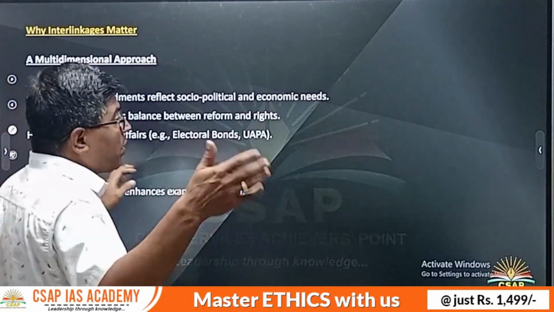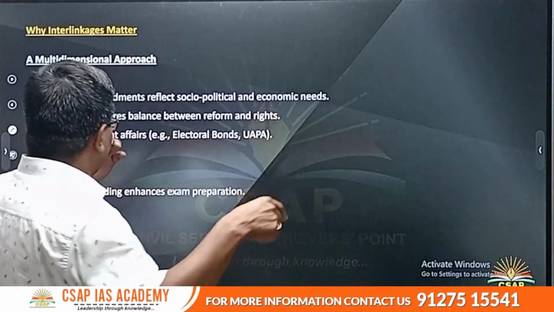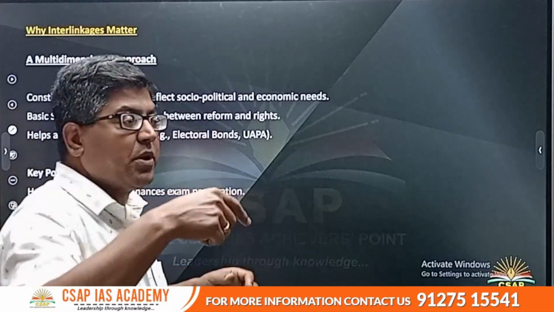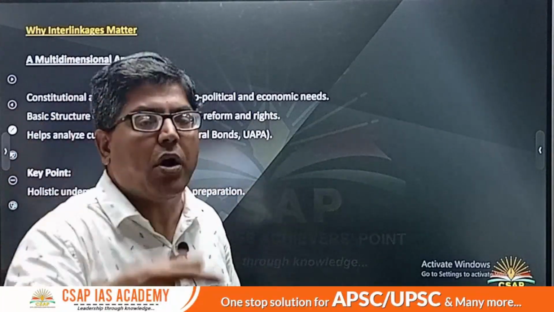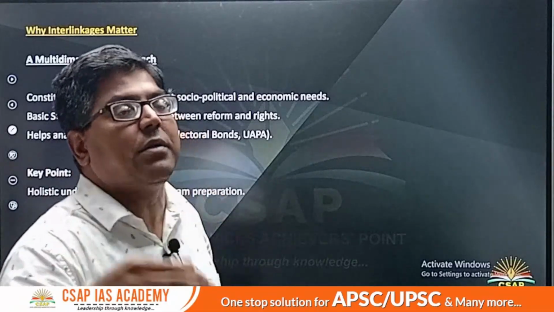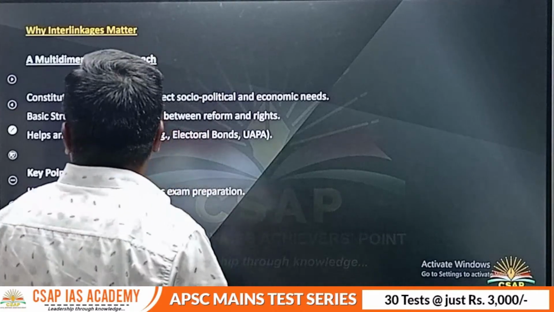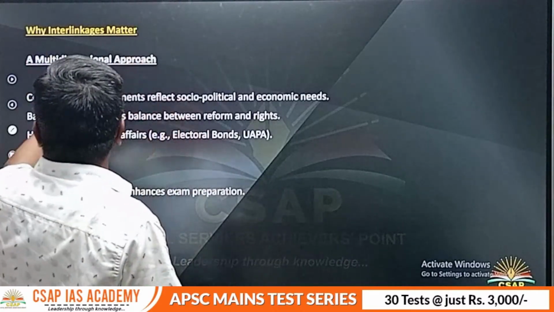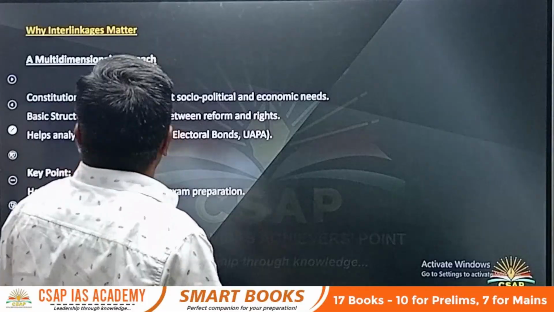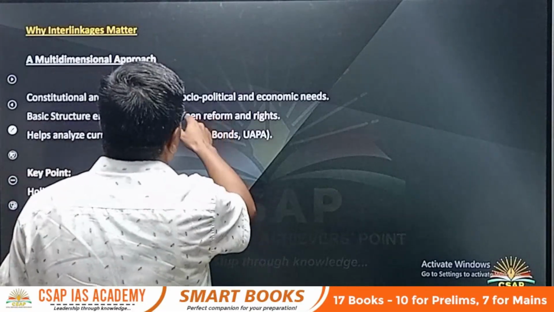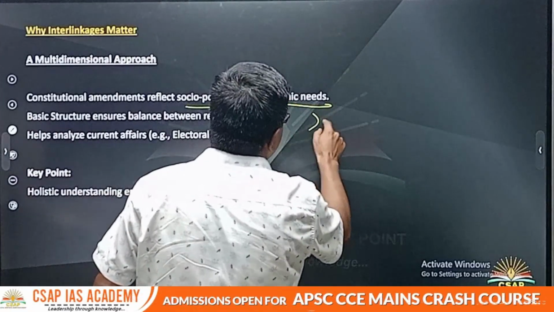So we cannot compromise federalism at the cost of one nation, one election, because federalism is equally important for all of us. It is one of the important, basic features of the Indian Constitution, right. So therefore, why do interlinkages matter? Now, these constitutional amendments basically reflect socio-political, economic and security concerns.